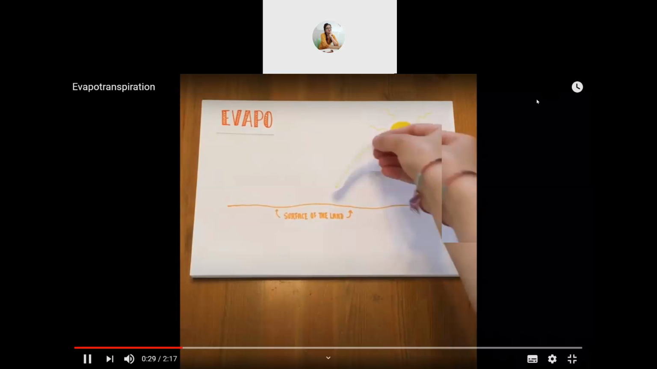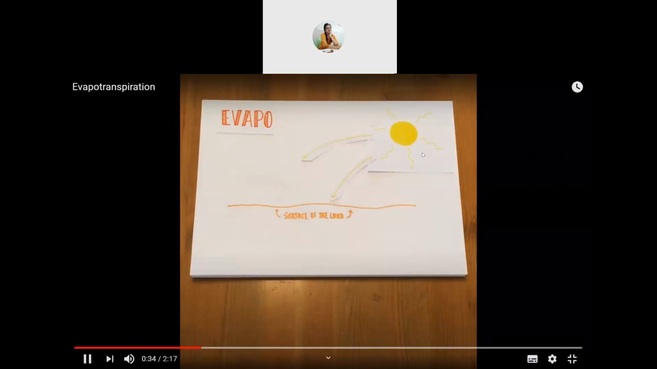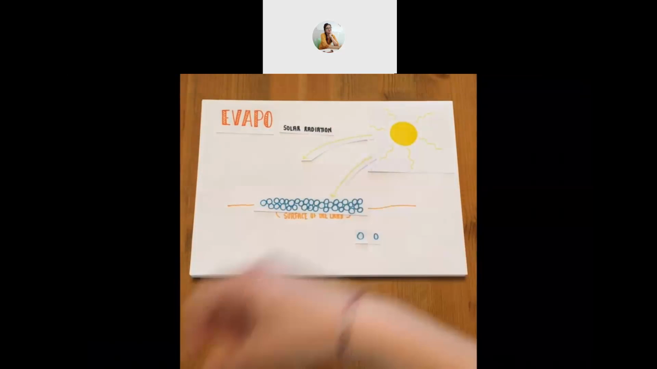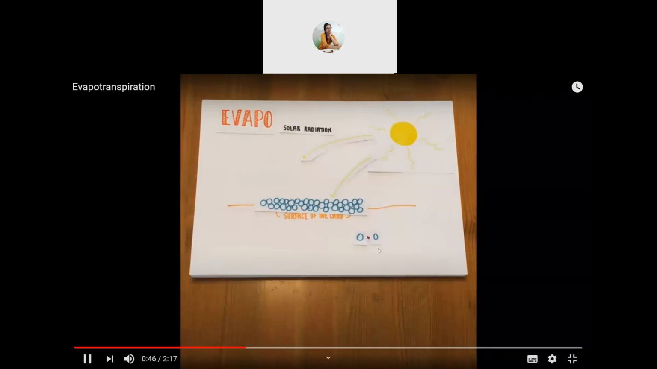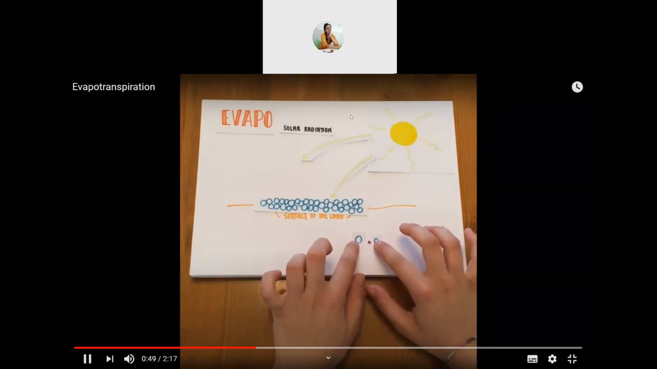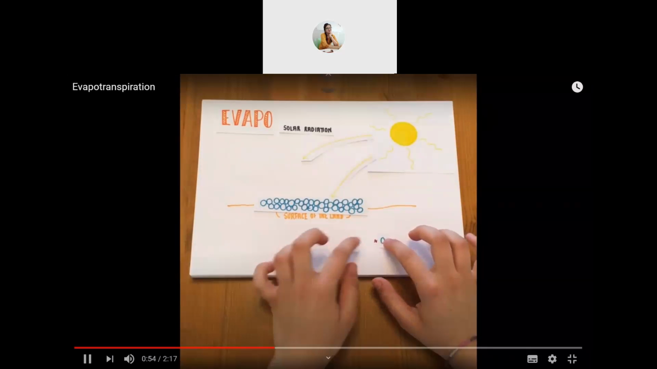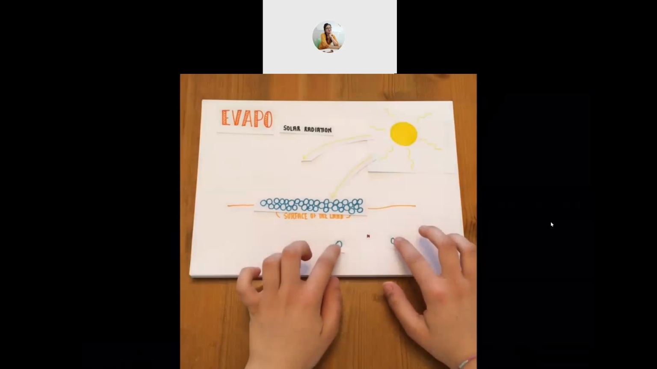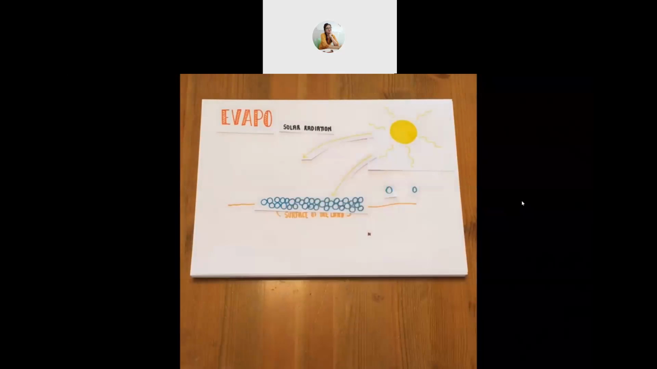Evaporation happens when solar radiation from the sun heats up all the water particles on the land's surface. So here's a water particle and another water particle, and these two are joined together by a hydrogen bond, represented by the H. When the water particles heat up, they gain more kinetic energy, and this makes them vibrate more. The vibrating breaks the hydrogen bonds holding them together, and they become free. They bounce off each other with a lot of energy, and so they become a gas.